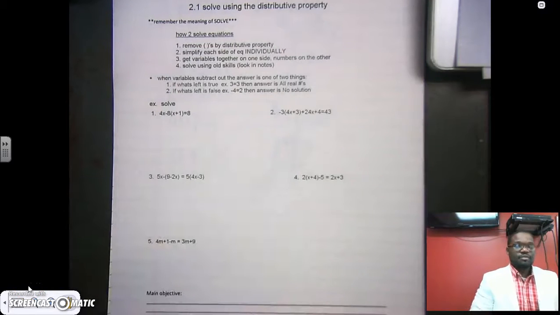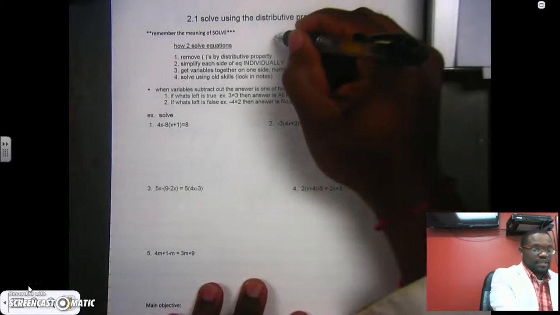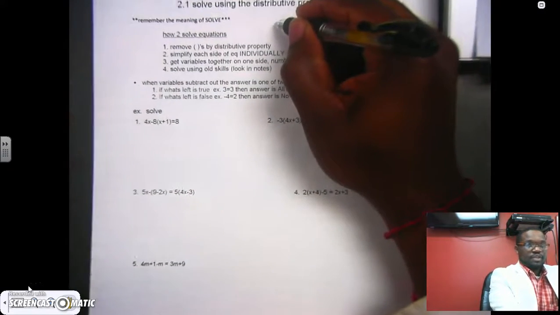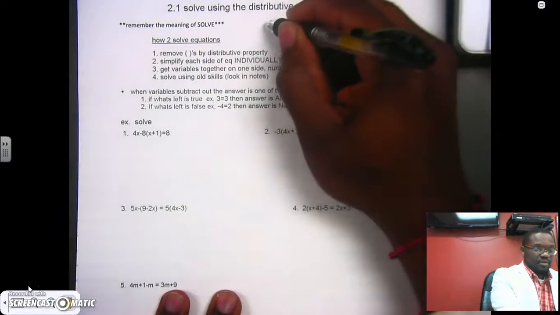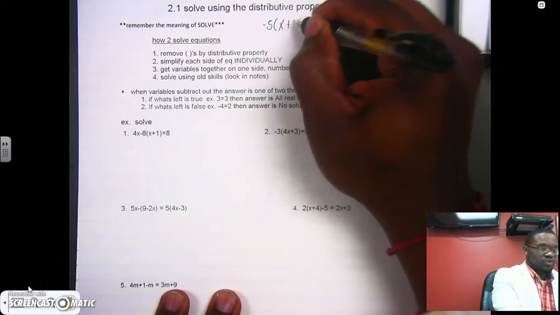Okay guys, today what we're going to discuss is solving equations using the distributive property. So before we go any step further, we need to just remember what the distributive property is. I'll give you an example. An example of the distributive property is something maybe like this: negative 5 times (x plus 4).